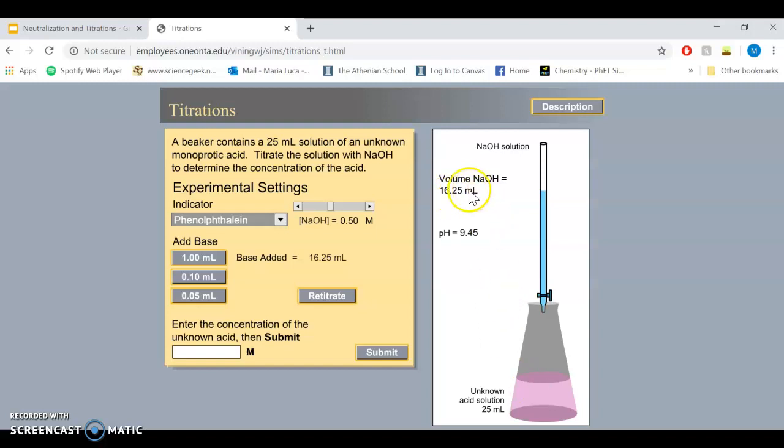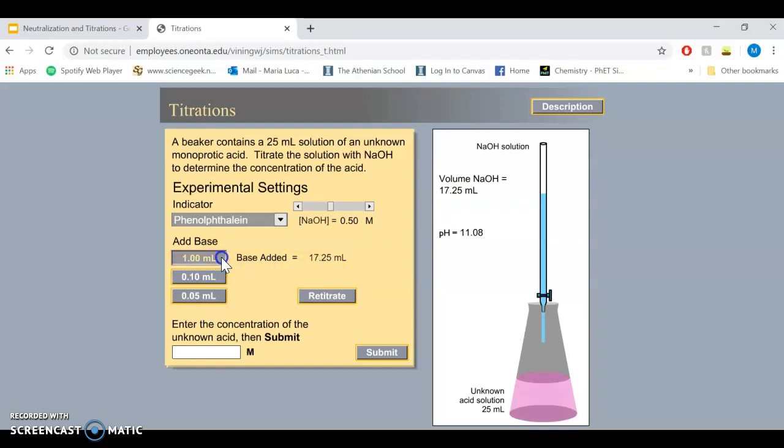So this is actually how you would use it in the lab. Overall, you'd take this volume of NaOH and go through and calculate it. So we're going to need to keep that 16.25 milliliters in our minds for the problem that we're going to do. But just for fun, I'm going to show you this actually also can over titrate.